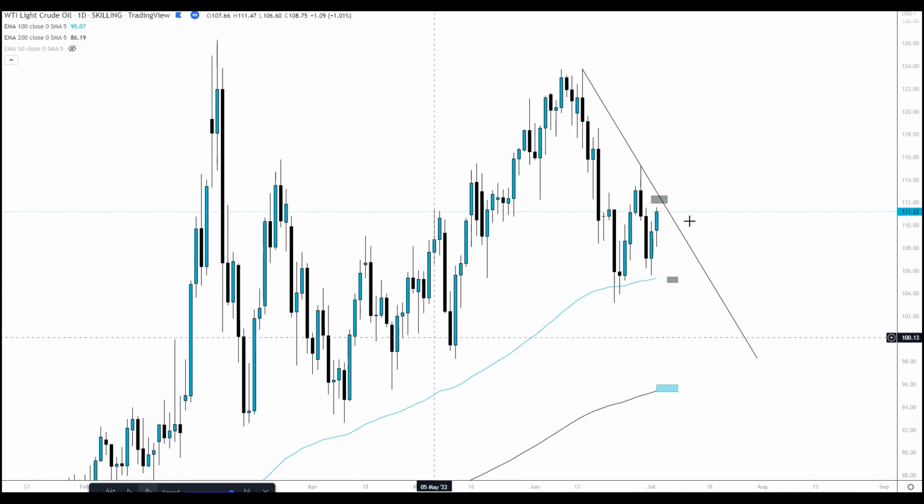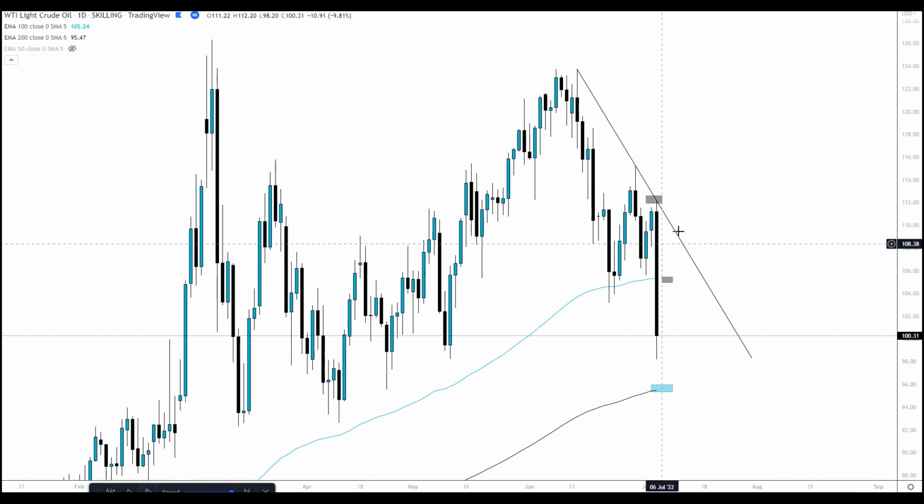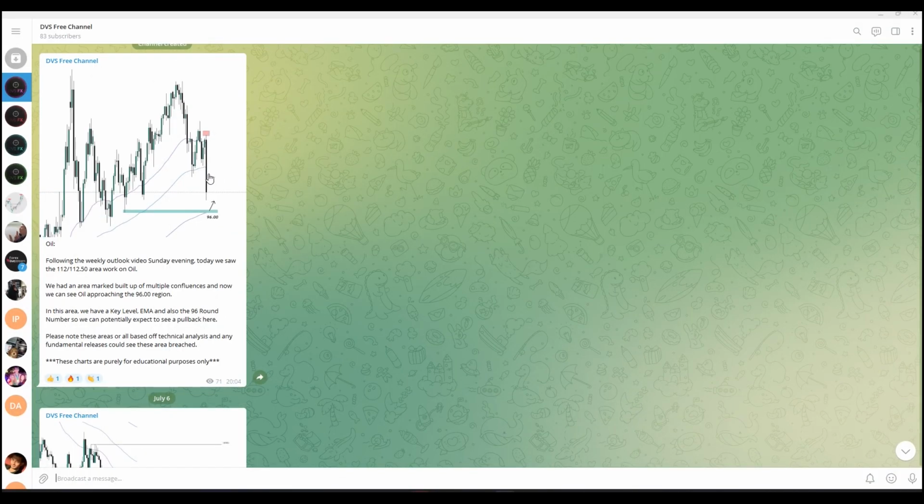Now, the next day this didn't happen. However, then what can we see? We saw that this happened the next day. If you look, this was just a daily candle. It pretty much did 98 from 112, so you're looking at almost a $14 move within a day. If you had watched that weekly outlook video, you would be in that trade. But in terms of the free group, we hadn't started it at this point. As you can see, we started this pretty much the day this happened.